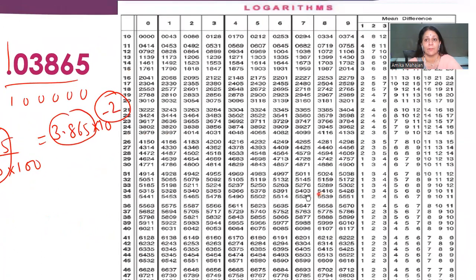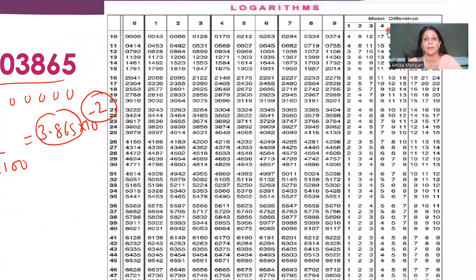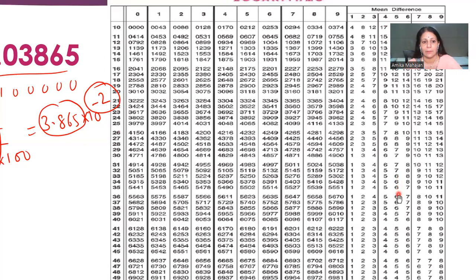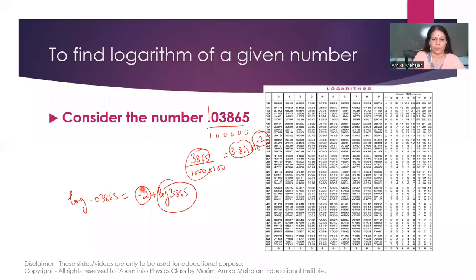Then the fourth digit will tell the column of mean difference. Here the 4th digit is 5. So I will take the column of mean difference where 5 is written at the top. I take this column and come to the row starting with 38. So 38 first, main column 6th, 5866, then the sub column at the top it should be 5. Its value is 6. So I will take the sum of these two values, 5866 plus 6. It will be 5872.